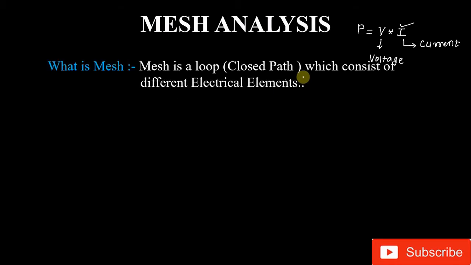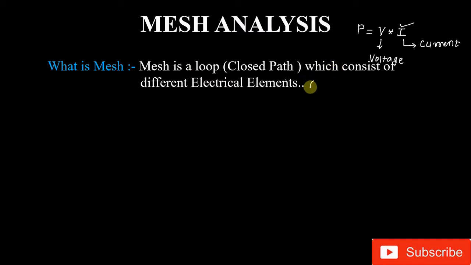So now let's begin our discussion about mesh analysis. When we study mesh analysis, the first point is what is meant by a mesh. So, a mesh is nothing but a loop. It is nothing but a loop or closed path which consists of different electrical elements.